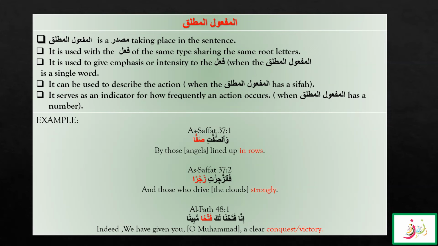Wasafati saffan, by those angels lined up in rows. So here, Safat and Safan both share the same root letters, that is Safaf, and we can see here the shadda on the fa, which means it is the doubling of the letter fa. So here Safan is a maf'ul mutlaq because it is giving the emphasis or intensity to the word Safat. Let's see the next example.